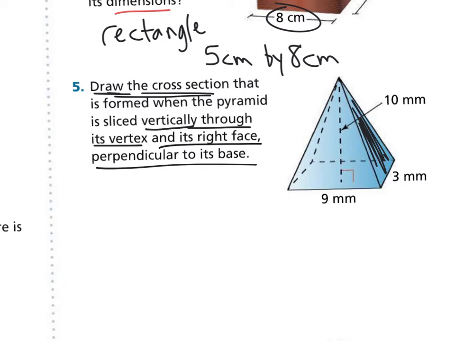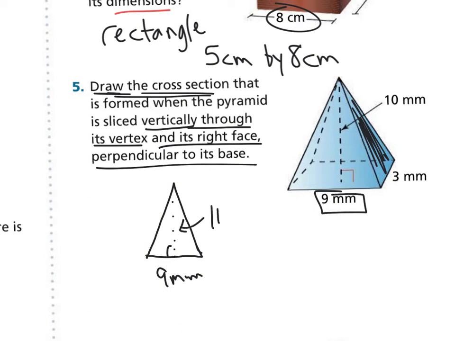So if you think about this, we are going to have a triangle. And then on the triangle, we'd like to put what the base and the height are. The base is going to be this 9 millimeters. And then the height is going to be 10 millimeters. We're slicing right down through the middle there.